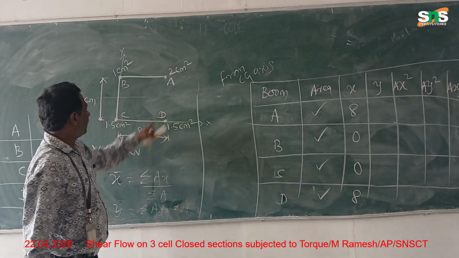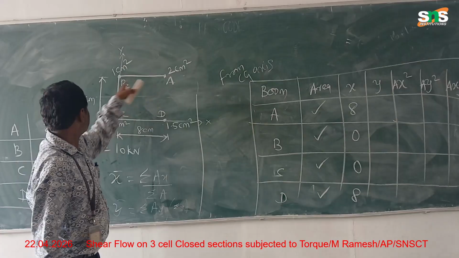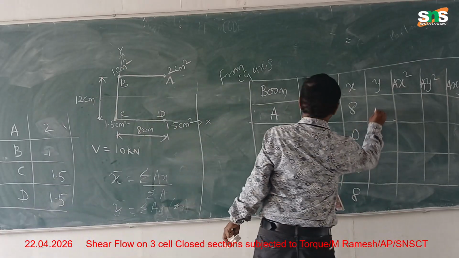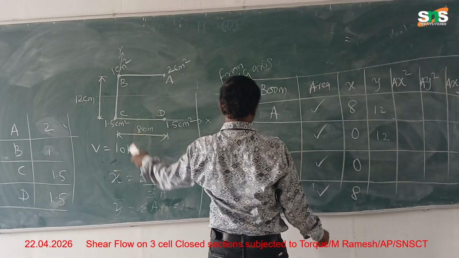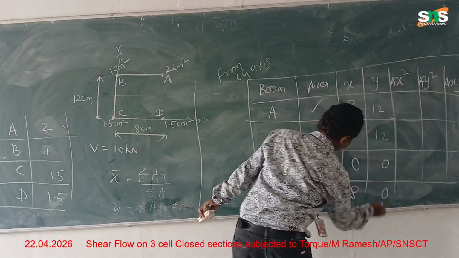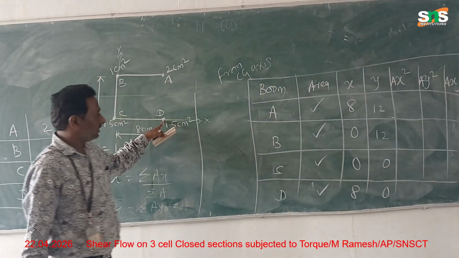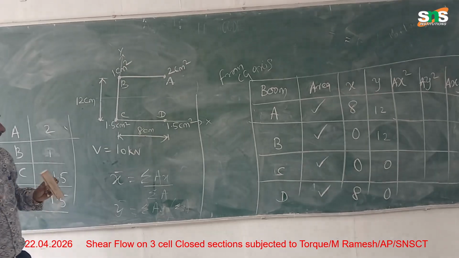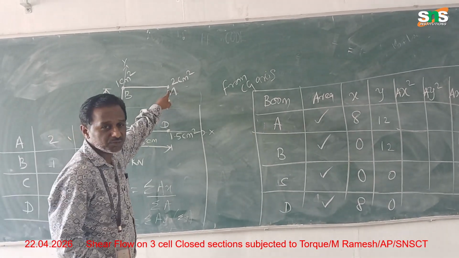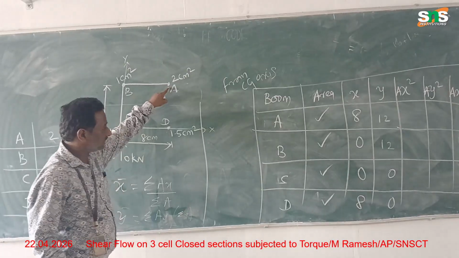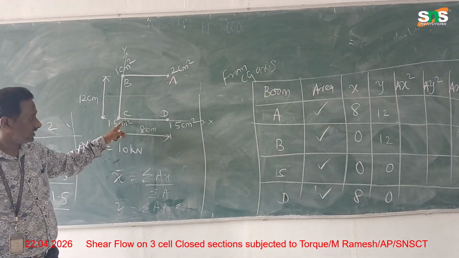The y value at A is equal to 12, as well as at B it is also 12. And at C, the y value is 0. Accordingly, we are getting the x value and y value at each and every point. This is where the booms are placed, taken from the reference point.